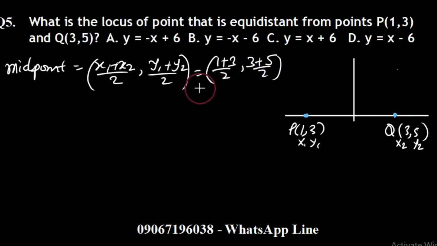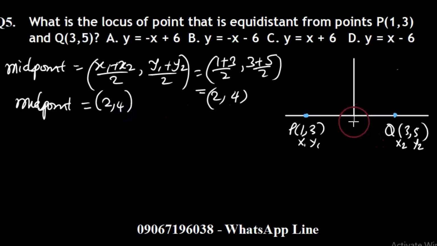So if we do this, this is going to give us 4 divided by 2, that's 2 comma, this is going to give us 8, so this is 2 comma 4. All right, so this is the midpoint. So the midpoint is at 2 comma 4. So this point is going to be the midpoint, which is now going to become, let's call this midpoint point R, and this point is going to become 2 comma 4. All right, now we've gotten a midpoint.